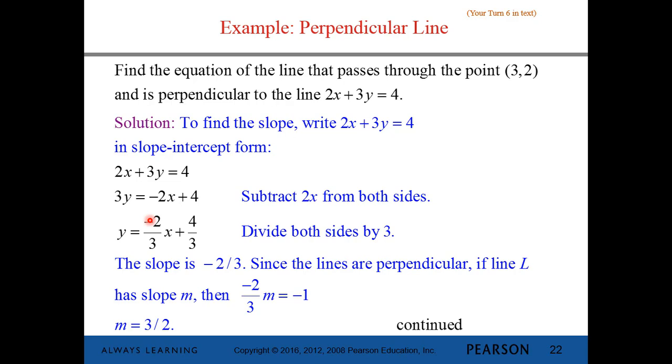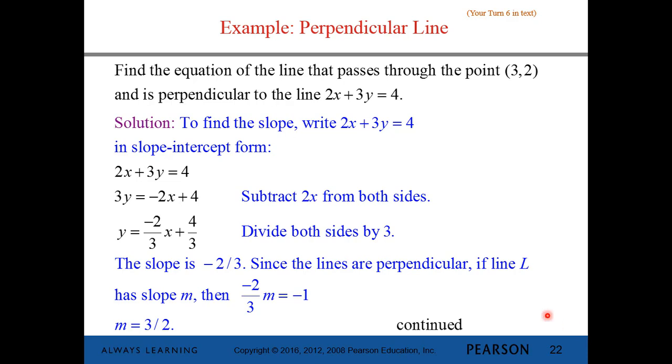That means that the slopes of both lines must have a product of negative 1, or in other words, a negative reciprocal. Well, what is the negative reciprocal of negative 2/3? The reciprocal of negative 2/3 is negative 3/2. You just flip it upside down. Then the negative reciprocal is you just change the sign. So we know that the slope of the line that we're looking for has to be 3/2.